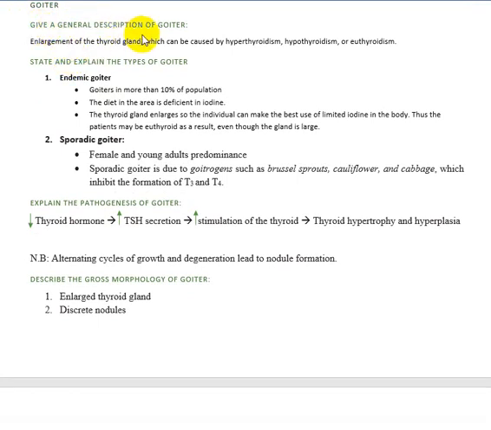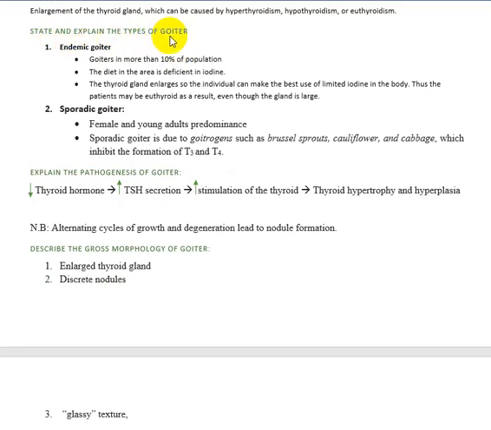So, give a general description of goiter. The general description of goiter is enlargement of the thyroid gland, which can be caused by hyperthyroidism, hypothyroidism, or euthyroidism. So it can occur in all the cases, but our main discussion on goiter is with respect to the macrostructure of the thyroid gland.